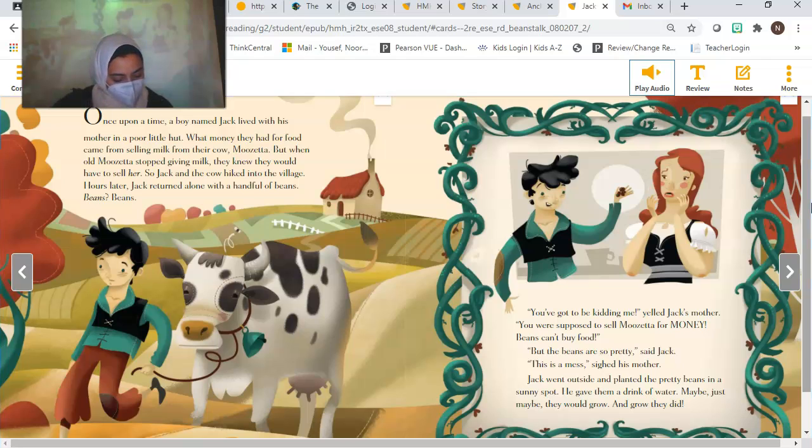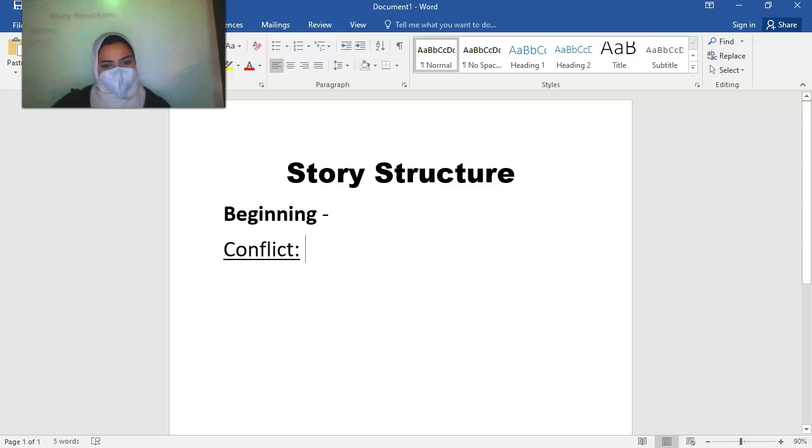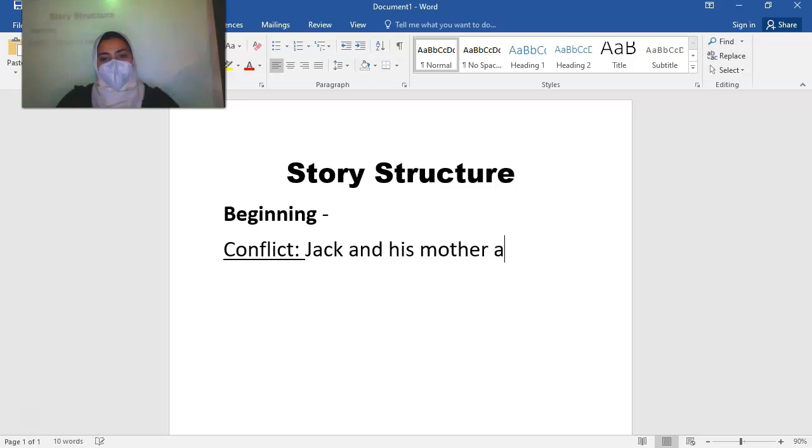So now let's talk about it. What is Jack's problem? Everyone? Okay, but why? Because they are poor. Because they're poor. So the conflict is Jack and his mother are poor. Jack and his mother are poor.